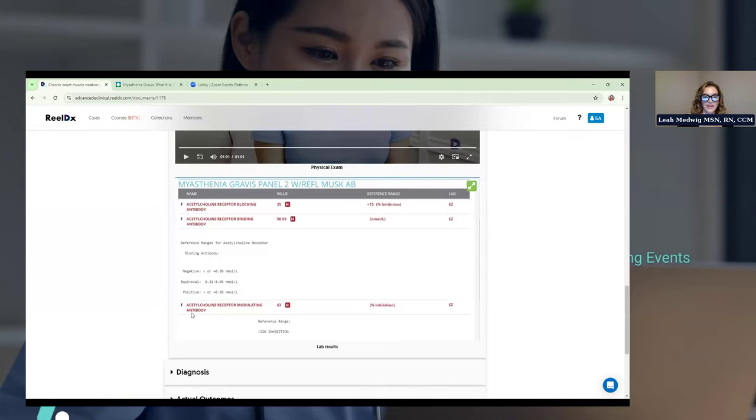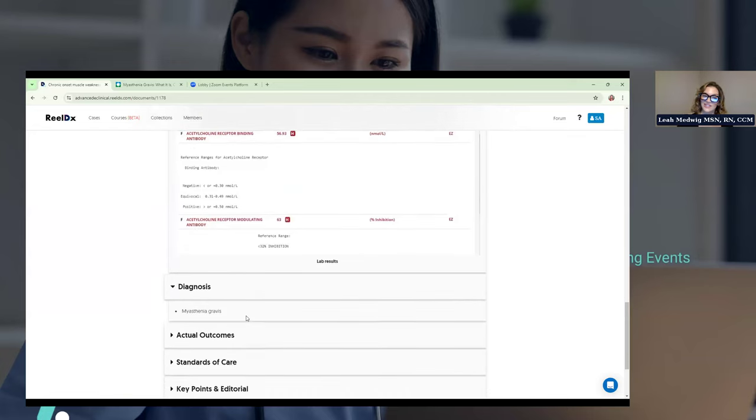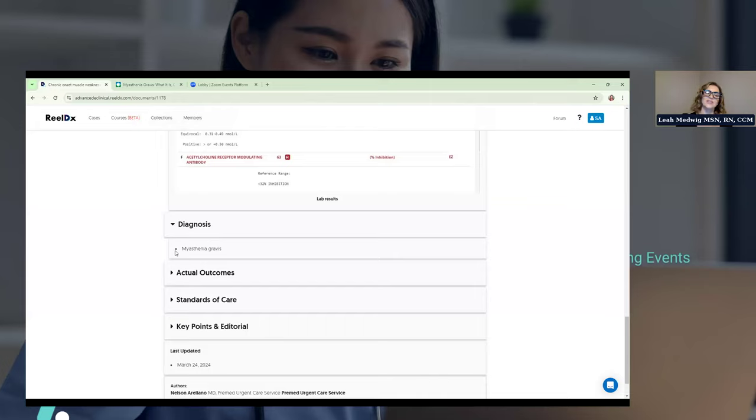All right, so we're going to look at her diagnosis. So, of course, here we know she's diagnosed with myasthenia gravis. I don't think that's really any surprise. You guys were right on it from the beginning, I think. You did really, really well at that. So thank you for that.